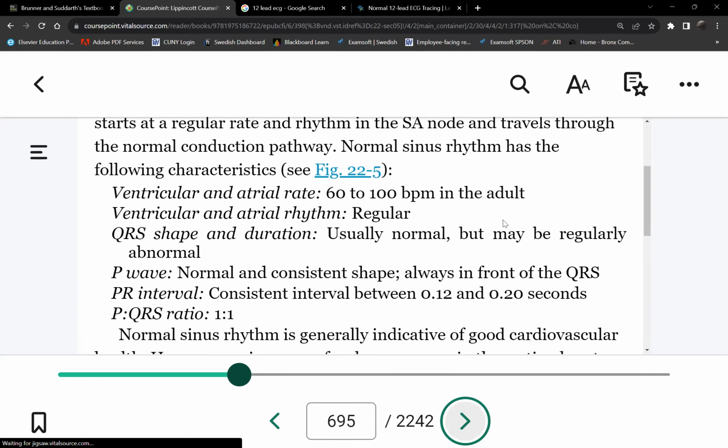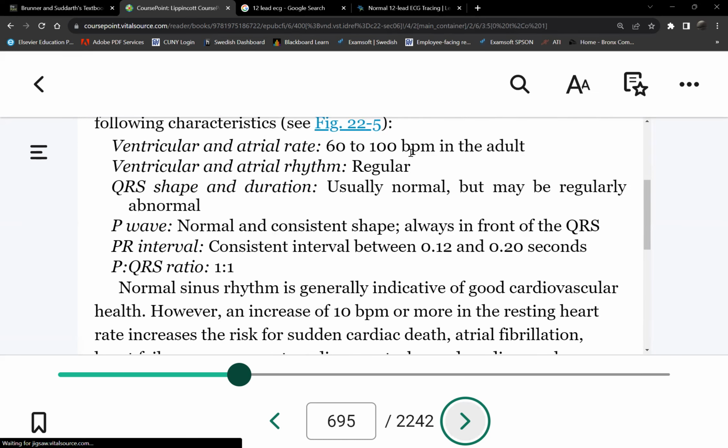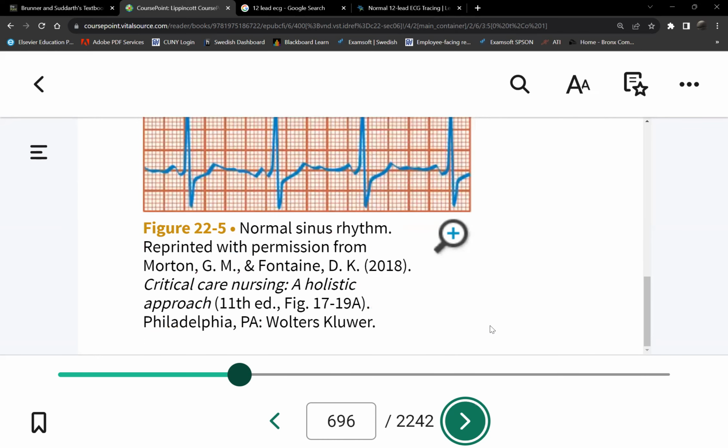So normal sinus rhythm, these are the characteristics. The rate is between 60 to 100. The rhythm is regular. When we say regular again, what does that mean? That the waves and complexes are occurring at the same intervals. Waves and complexes are normal. P waves look the same and appear normal. QRS the same, PR interval within 0.12 to 0.2 seconds. ST segment is isoelectric, T wave is a positive deflection. All right, so that's normal sinus rhythm.